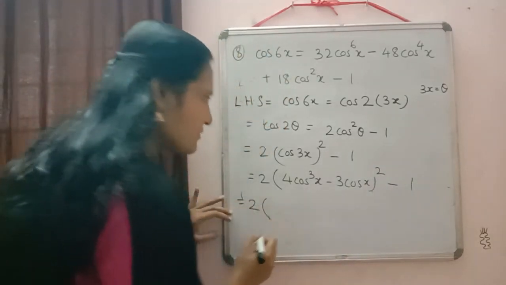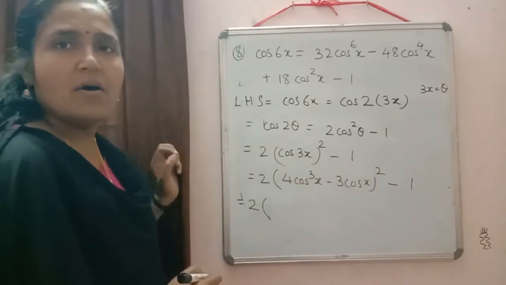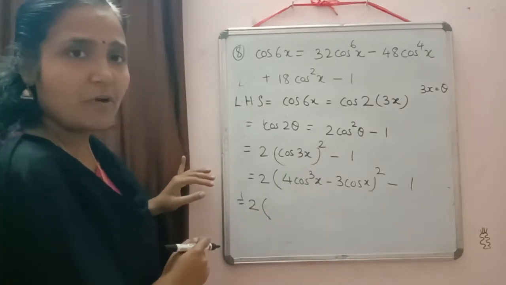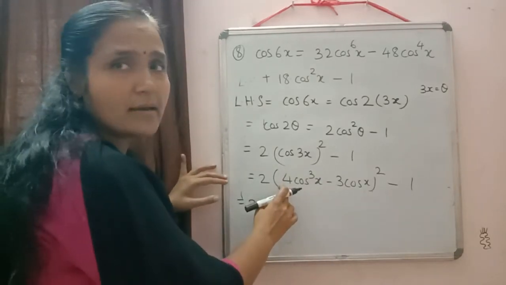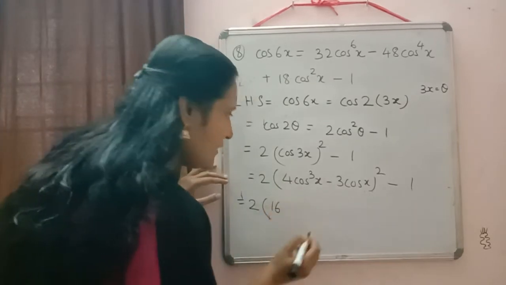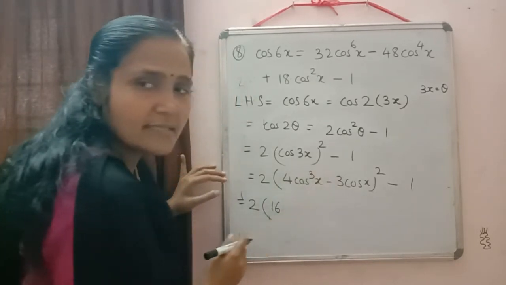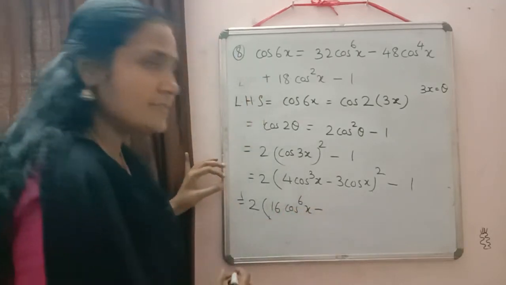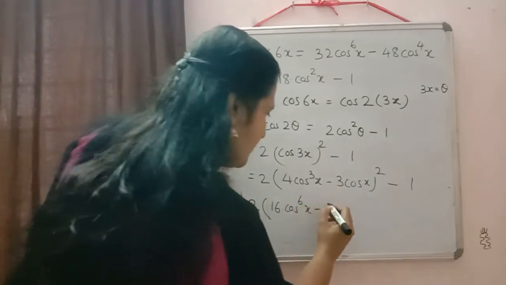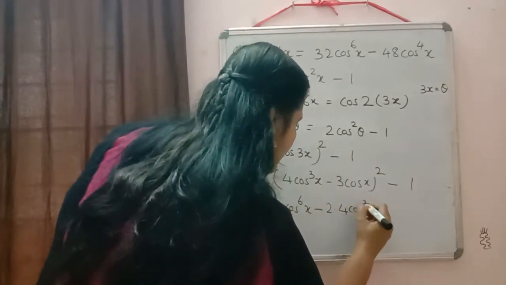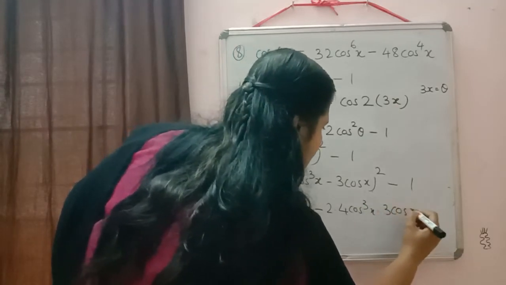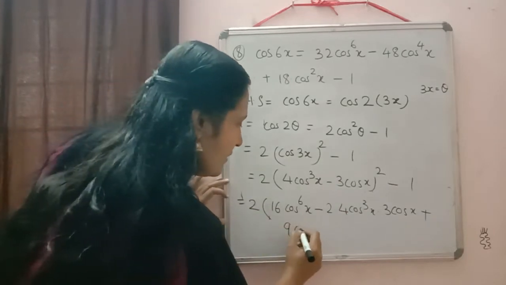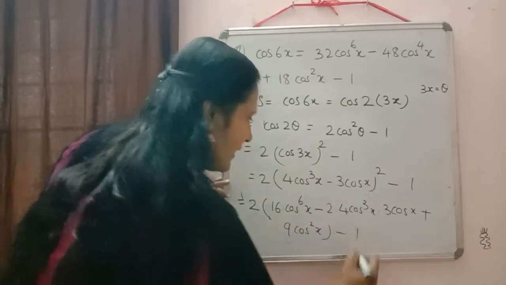So now here we will use the formula a minus b the whole square. What is a here? We have 4 cos cube x. So according to the formula, first will come a square. So that will be equal to 16 into, what will be cos cube x the whole square? Yes, cos raised to 6x. Then minus 2ab. So 2 into 4 cos cube x into 3 cos x plus b square. So it will be equal to 9 cos square x minus 1.